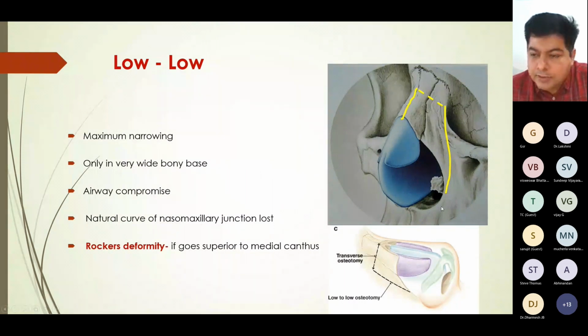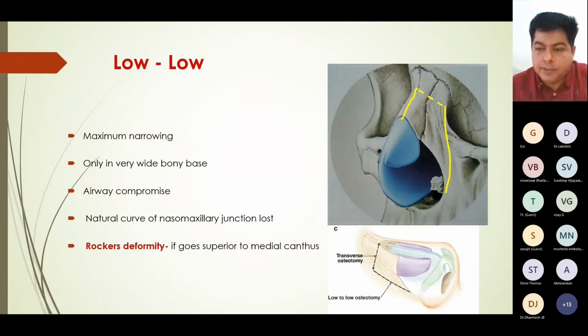And once we give the osteotomy below the attachment of the inferior turbinate and don't move medially, keep on going in a straight line till we reach the medial canthus, this is low to low. This will give you maximum narrowing, and it could be indicated in very wide bony bases.